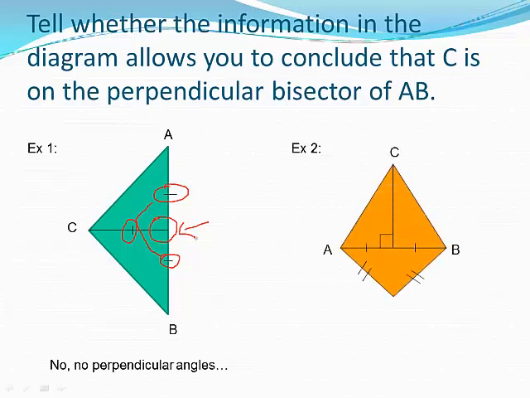What about example 2? All right, so we have all the labeled information. We know that these two segments are going to be congruent because of the labeling. We know that this is perpendicular here. We also know that these segment lengths are congruent as well. So we're asked, can you conclude that C is on the perpendicular bisector of AB? Well, since we know that this is perpendicular and these two are congruent, that means it bisects. That means absolutely you can conclude that that length is going to be congruent to that length. So yes, you can.